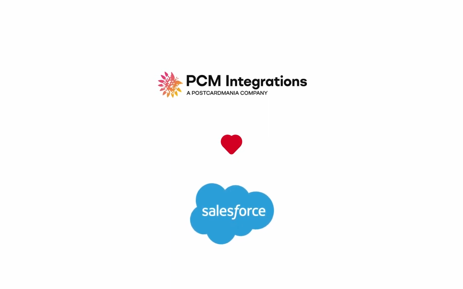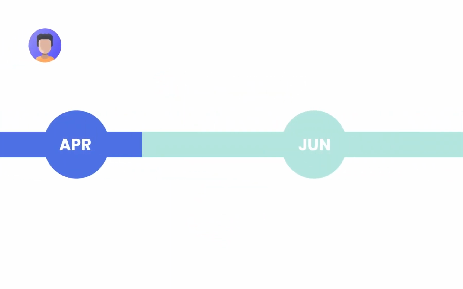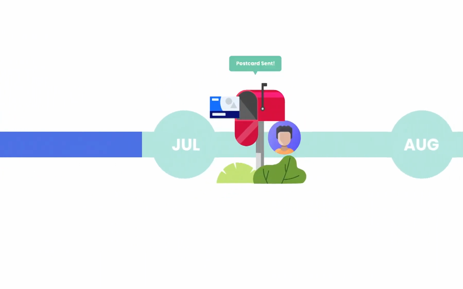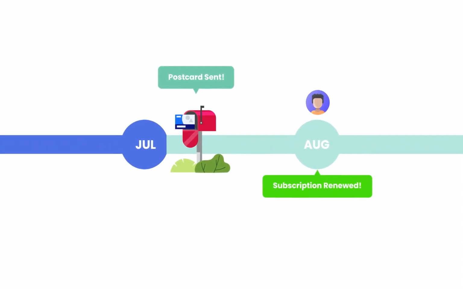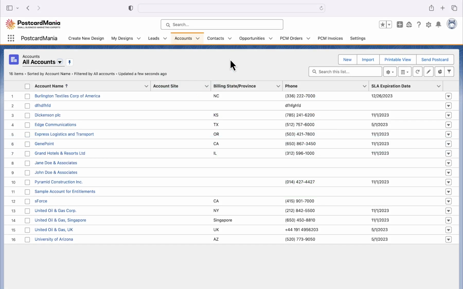With PostcardMania's Salesforce integration, you can automatically send subscription reminder postcards to accounts whose contracts are going to expire. In this video, I'm going to show you just how.